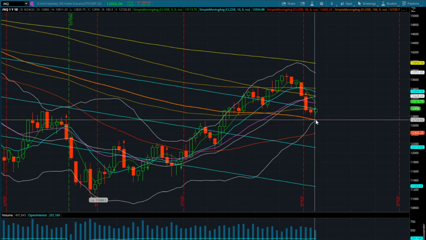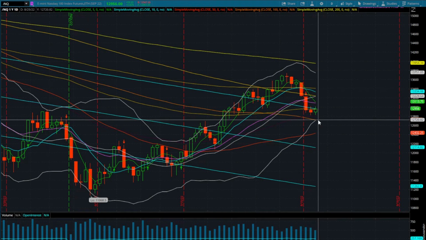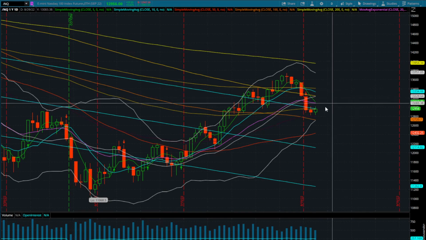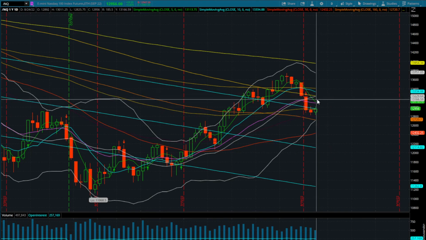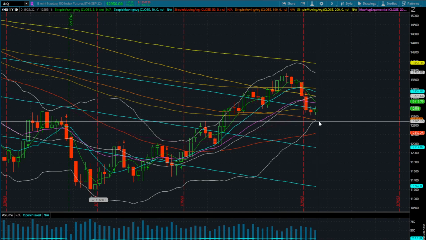Anything below this obviously is a macro flush into 12,100. But as long as the bulls can hold this level here, this 12,700, I would be looking for the bounce here. Now, if we do get a bounce, I would look for a bounce into 13.1 or 13.2, and then I would lock in profits there.